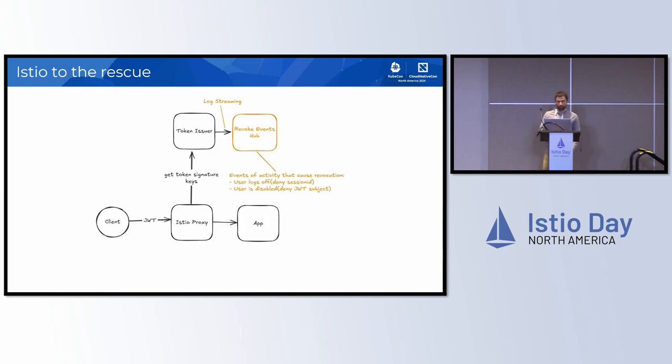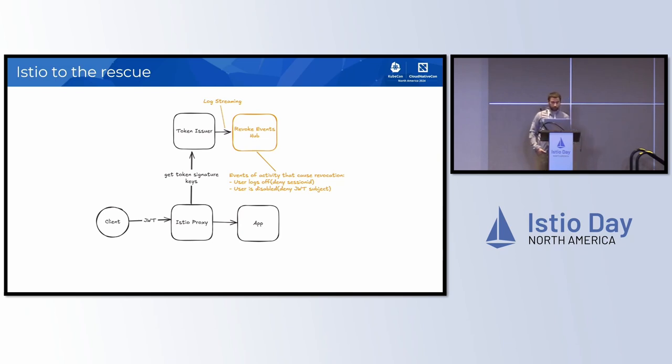So if you're already validating the token with Istio, now let's talk about adding a layer that gives us better security than what we have just out of the box. The first thing we want to do is create a log stream from our token issuer to what we're going to call an events hub in this case.